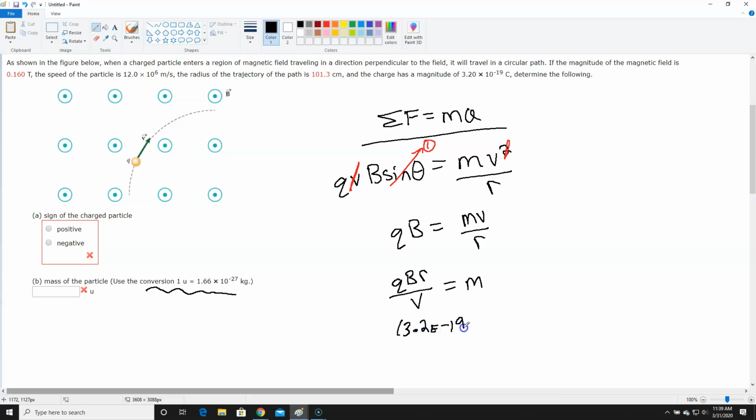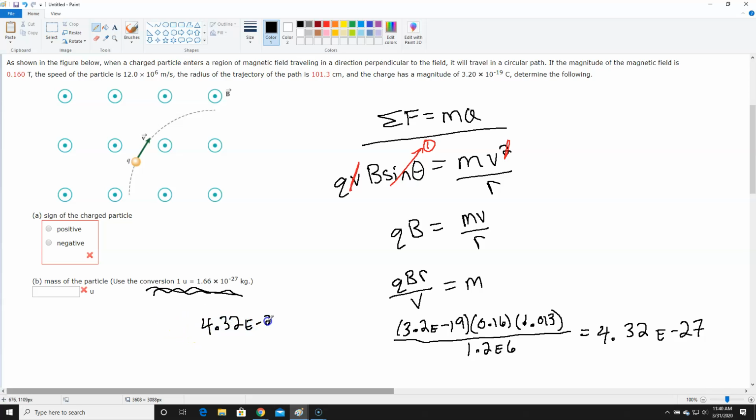3.2 e negative 19. The B value is 0.16. The R value is 1.013 meters. We have to convert the centimeters to meters. And the velocity 1.2 e6. We go ahead and punch all of that into a calculator. Upon doing so, I end up with 4.32 e negative 27.